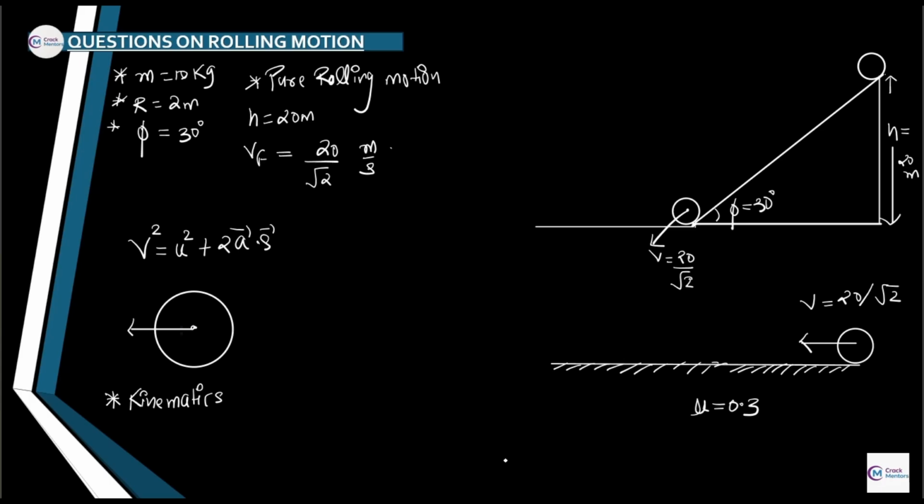The acceleration of the body is nothing but force upon mass. What is the force acting on this body right now when it is performing horizontal motion? I'm changing the color. There is a force acting on this body, and it is nothing but friction, which has direction like this. And what is the value of this friction? Friction has a value equal to mu into the normal force.